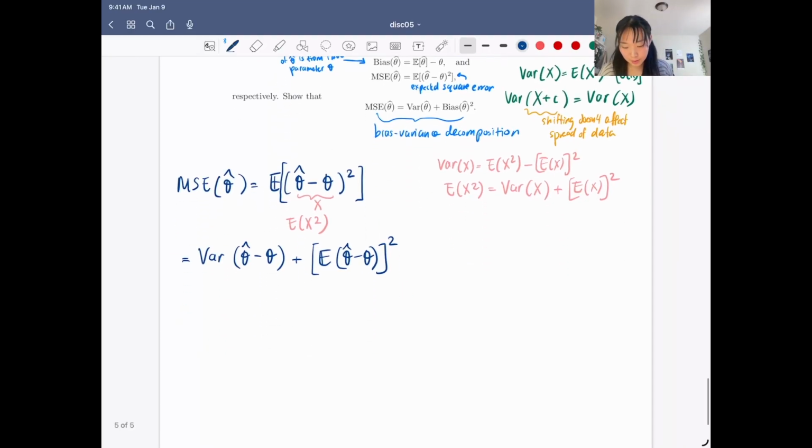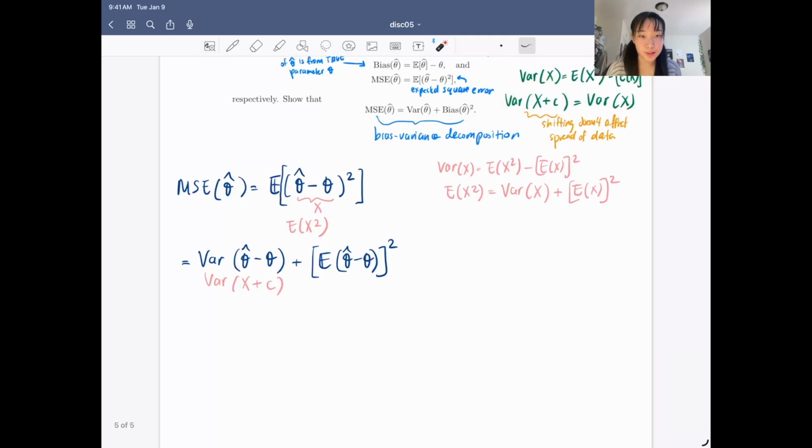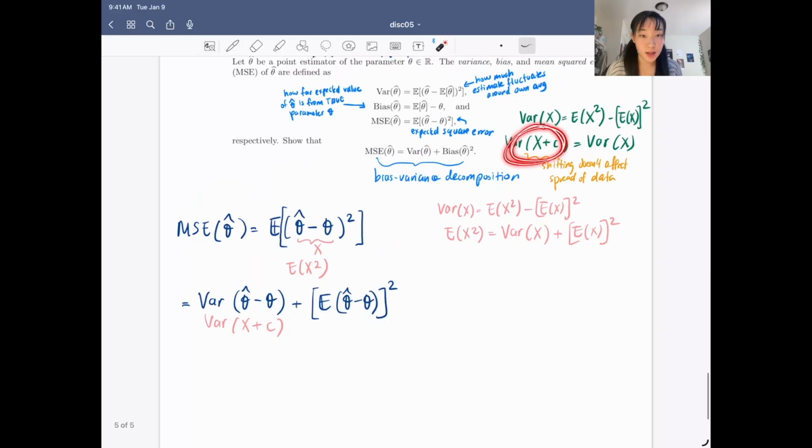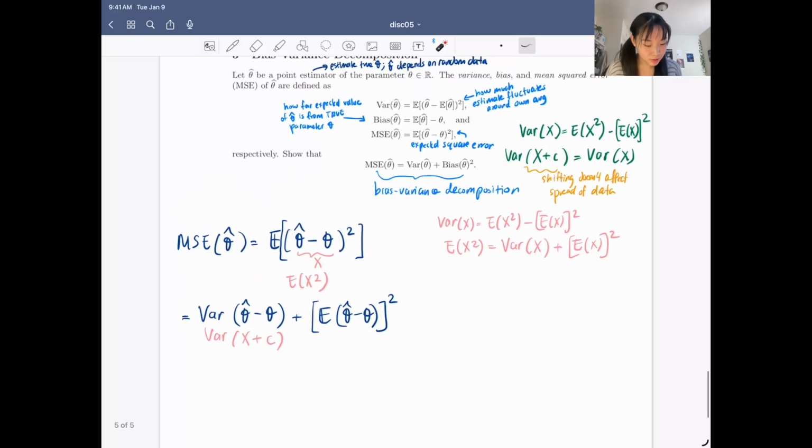Okay, and I'm going to start by simplifying the variance over here. Remember that our parameter is just a constant. So you can think of this as the variance of some random variable plus c or minus c, it doesn't matter. It's being shifted by a constant. And from our equation, we know that adding a constant to any random variable doesn't actually affect the spread of the data. Shifting doesn't affect the variance at all.